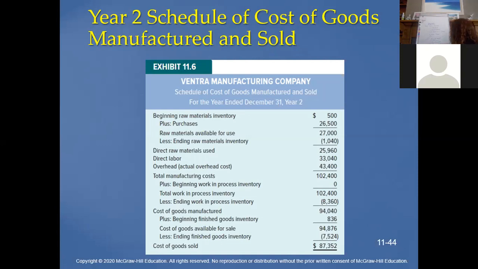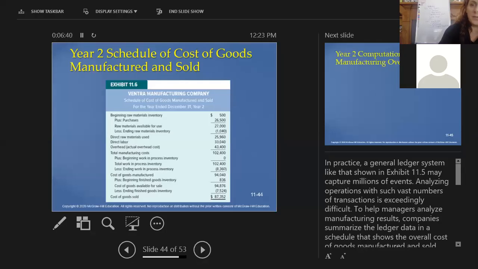And then finally, to get cost of goods sold, the last part of this, there, I'll flip that. I'm hoping that you guys can all see what I'm writing on the board. Okay. Hopefully you can see what I'm writing on the board.